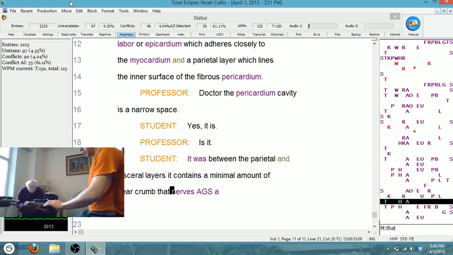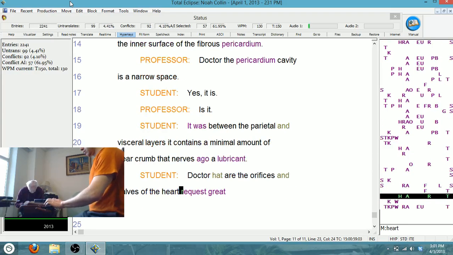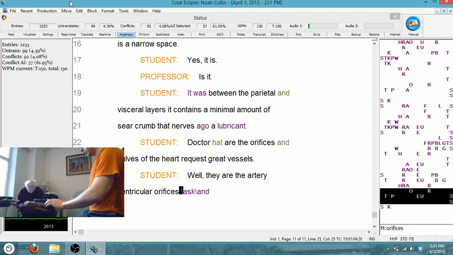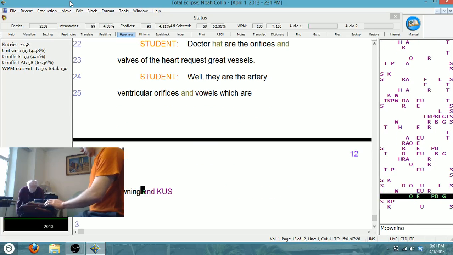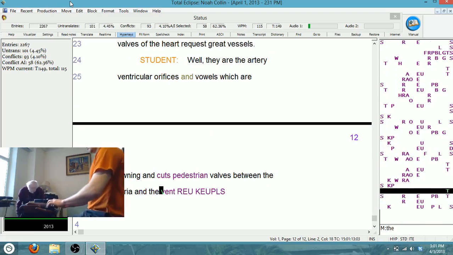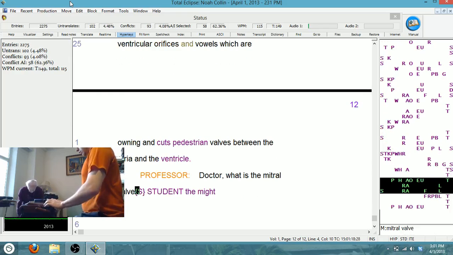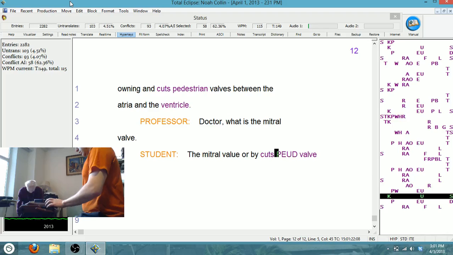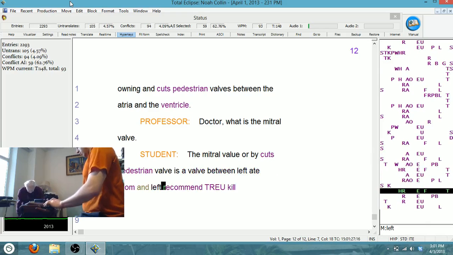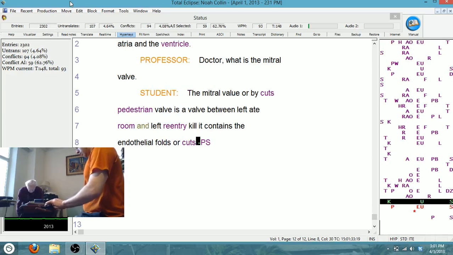Doctor, what are the orifices and valves of the heart and great vessels? Well, they are the atrioventricular orifices and valves, which are openings and cuspid valves between the atria and the ventricles. Doctor, what is the mitral valve? The mitral valve, or bicuspid valve, is a valve between left atrium and left ventricle. It contains the endothelial folds, or cusps, which come together when the ventricle contracts.